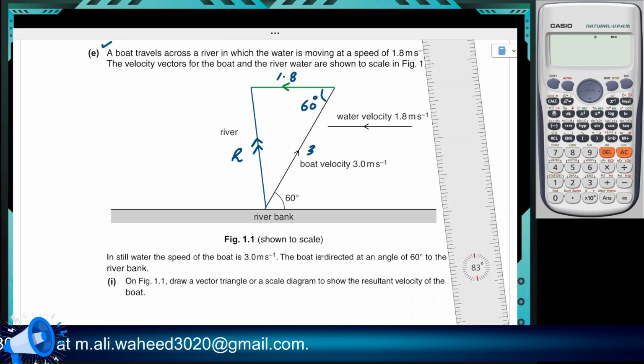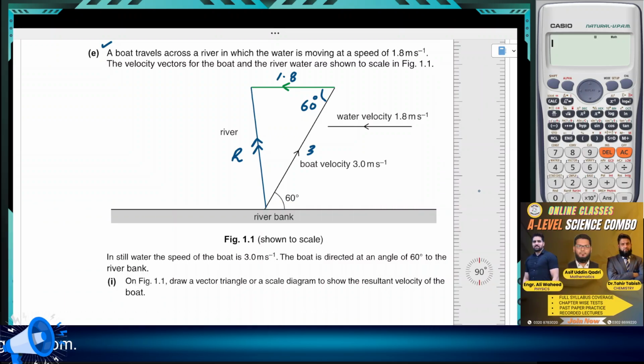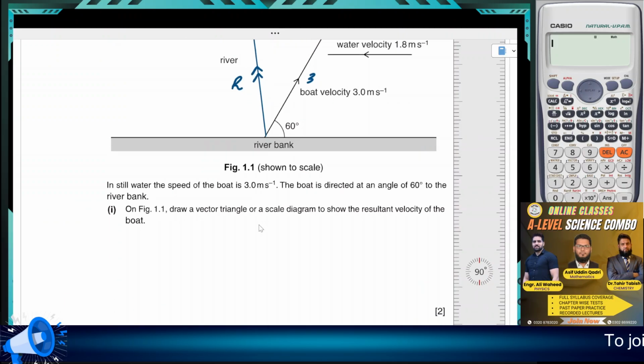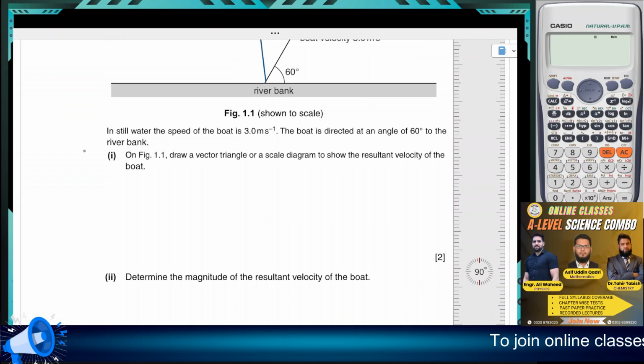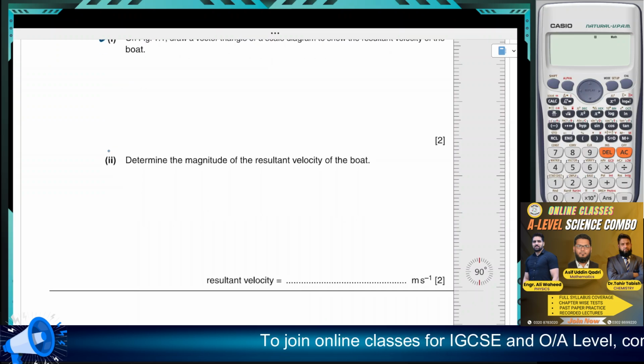And the first question does not demand the magnitude of the resultant vector. We had to draw it on the vector diagram. So 2 marks for us from this part.